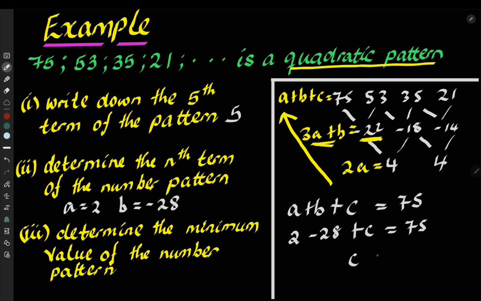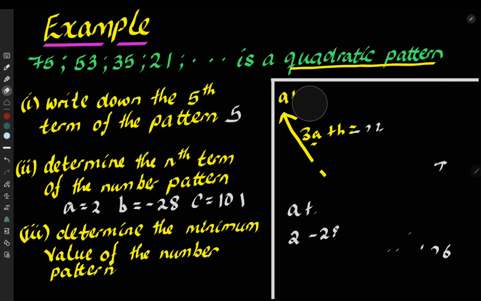And we say that C is equal to 75. So that will be 2 minus 28, here it's negative 26. Then that will be plus 26 this side. And you can see that C is equal to 101. So C is equal to 101. And let's just create some space here.